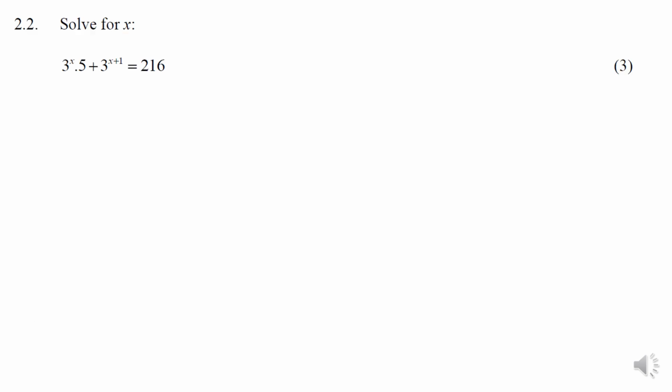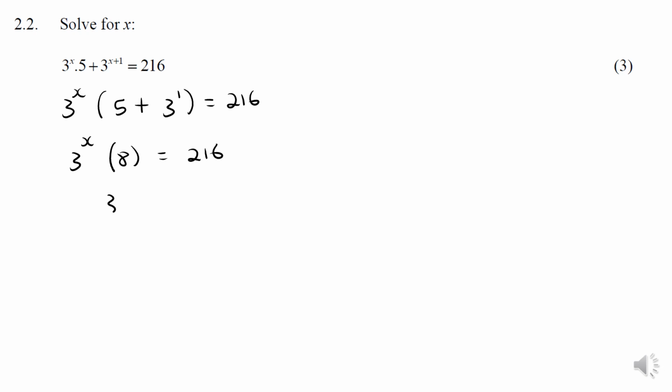For 2.2, I'm going to solve for x. I notice on the left-hand side, I can take out a common factor of 3 to the power of x. So I'm left with 5 plus, and if you take a 3 to the power of x out, you're still going to have a 3 to the power of 1 left, equals 216. Then we'll have 3 to the power of x, and then 5 plus 3 is 8, equals 216. If I want to get rid of the 8, I'm going to divide on the left-hand side by 8, as well as on the right-hand side by 8.